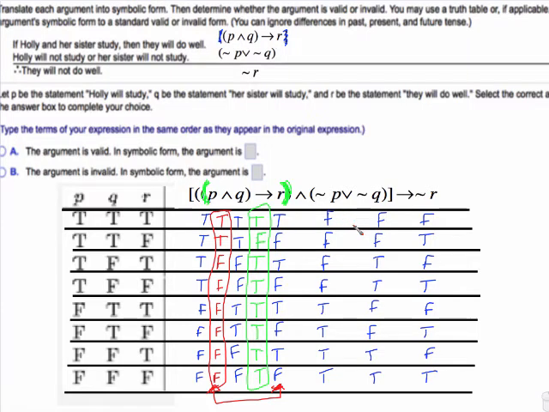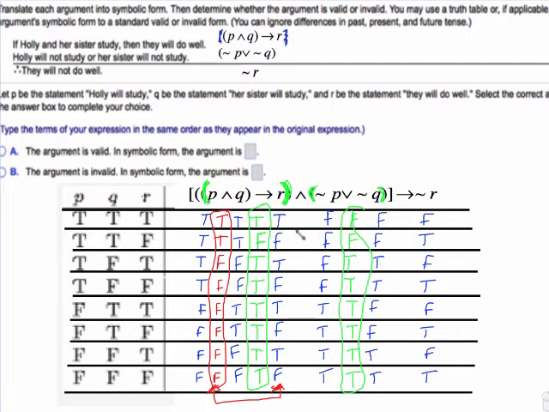Now go here. I need to put this together under the connective or. The only time or is false is if both are false. So false, false, and that's it. The rest of these are true. So this is my answer for the second set of parentheses. It is green. And there's my green.